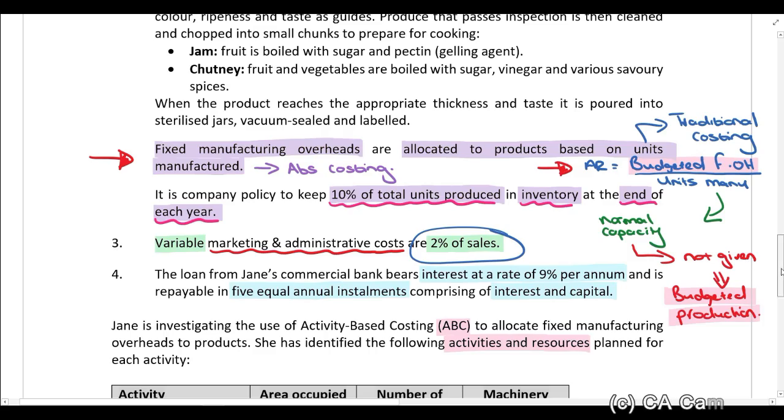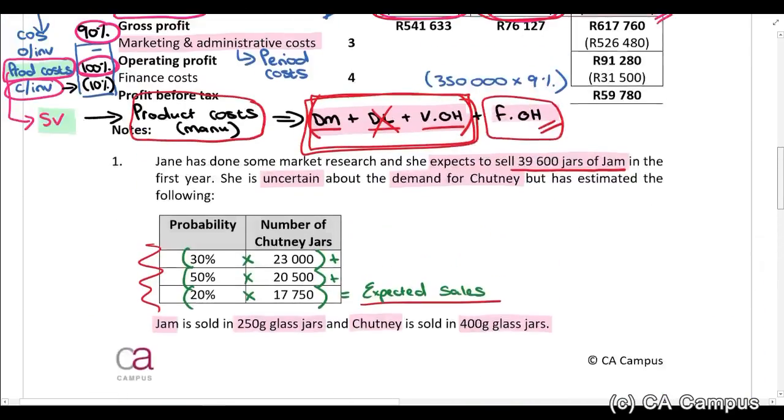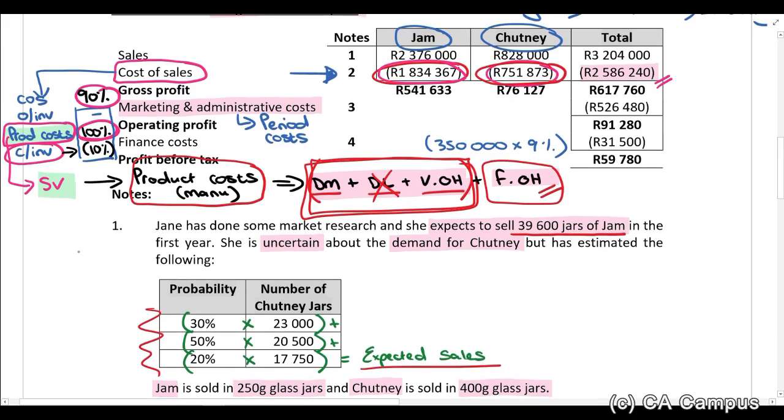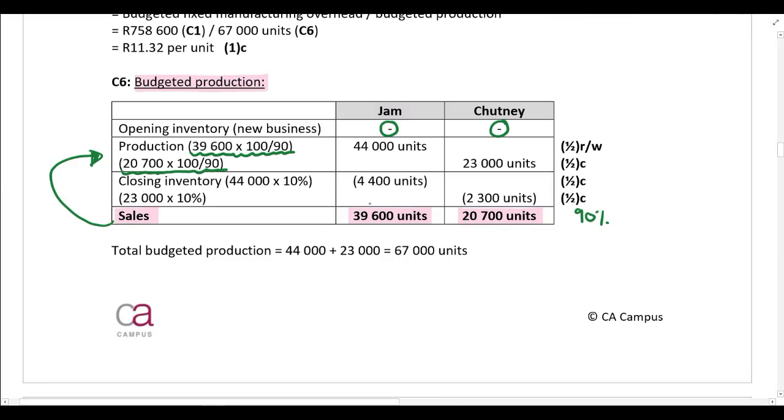All right, we're applying the same logic that we did when we calculated product costs. You multiply by what you want. We want budgeted production, so we are going to multiply by 100, divide by what you've got. We've got budgeted sales, so divide by 90. All right, so that gives you budgeted production, and you can then obviously calculate the total budgeted production. It's your budgeted production for jam plus the budgeted production for chutney. That will give you total budgeted production.